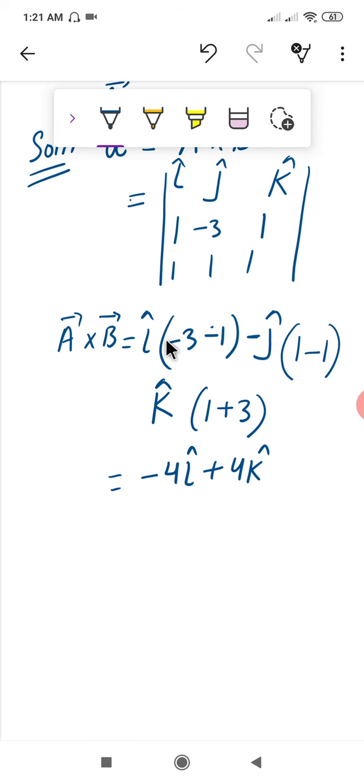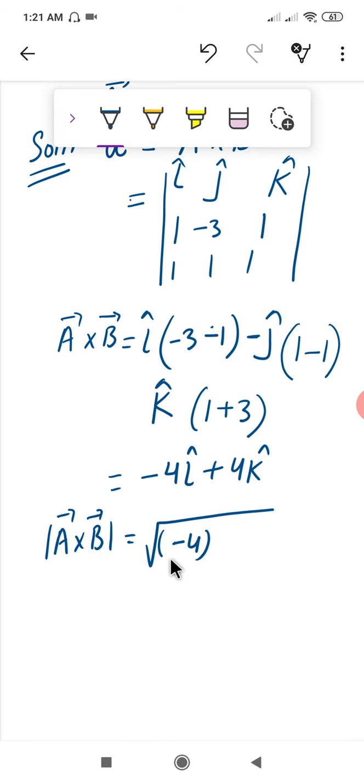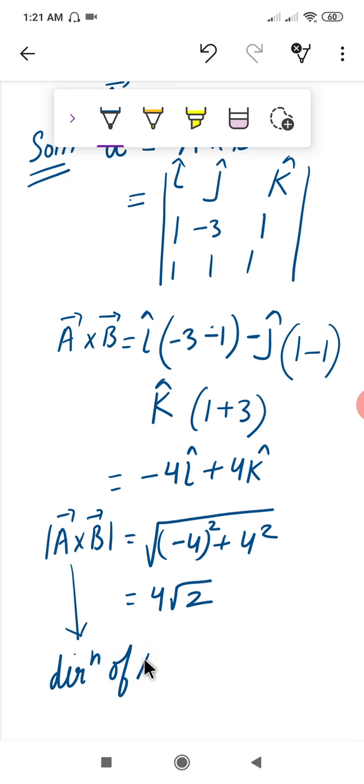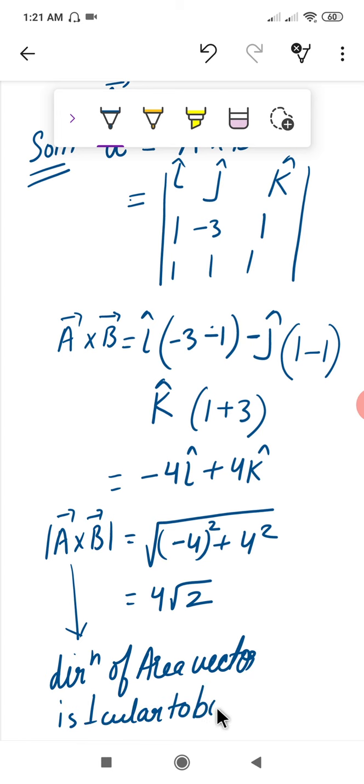A cross B is a vector whose magnitude is under root x component square plus y component square, that is 4 root 2, you can calculate, but its direction is perpendicular to both A and B. The direction of the area vector is perpendicular to both A and B.